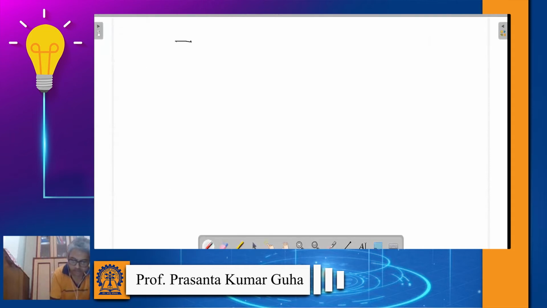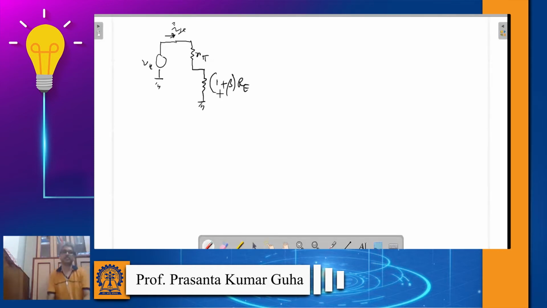So if I just draw what I try to mention effectively, this is not only Re. If you try to pass the same current through it, you have to take it as 1 plus beta Re. Okay, because the same current is not flowing. You see. Anyway, so what about R out?